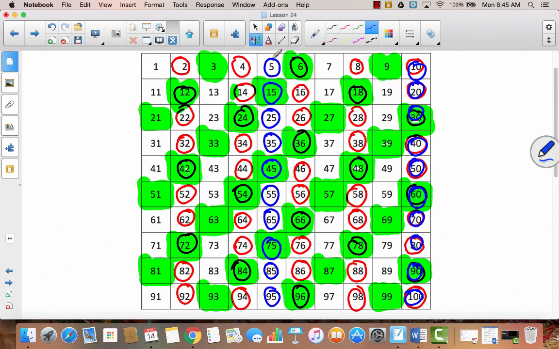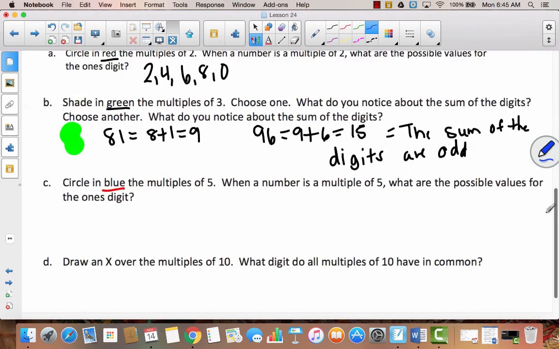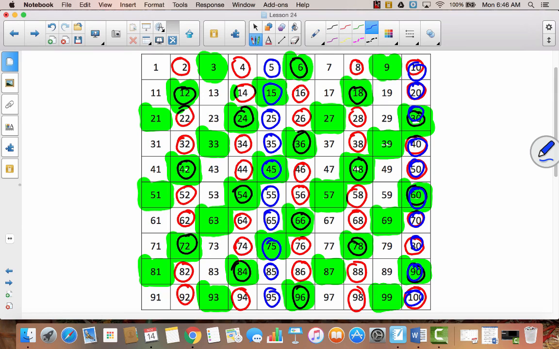Okay, so whenever we were doing the multiples of 5, that was pretty quick, and I'm sure you noticed that pattern. So our question asked us here, whenever a number is a multiple of 5, what are the possible values of the ones digit? Well, that would be 0 or 5. Draw an X over the multiples of 10. What do all the multiples of 10 have in common? All right, so go ahead and put your X over all the multiples of 10, and let's come back.